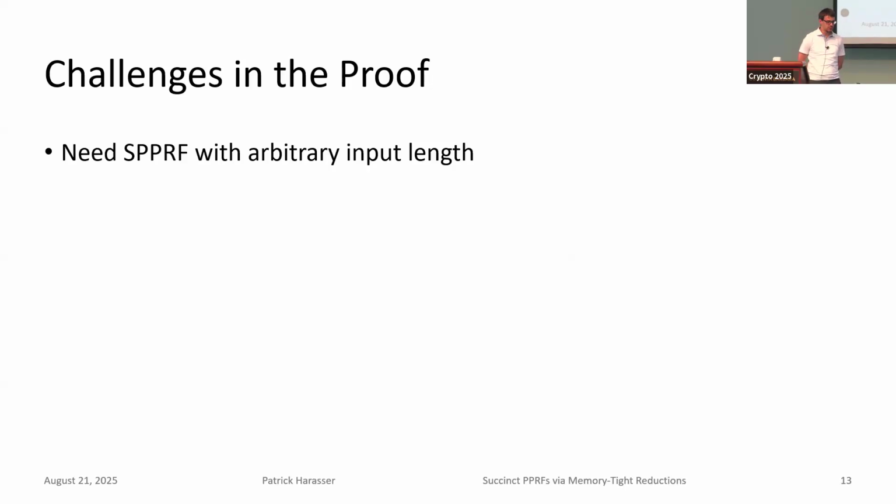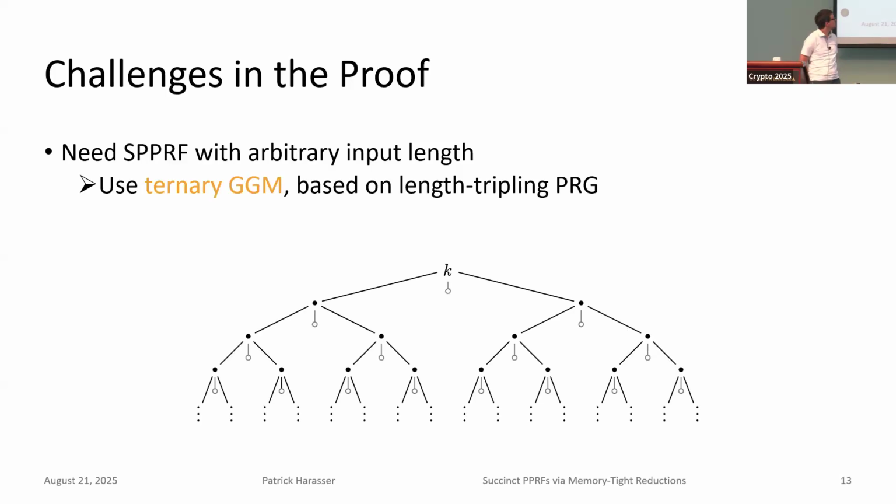we need needs to be able to process inputs of arbitrary length. This means that we cannot use the GGM construction that we saw earlier, because GGM is not even a PRF if you allow inputs to be of differing lengths. We solved this issue by introducing a ternary version of GGM based on a length tripling PRG.